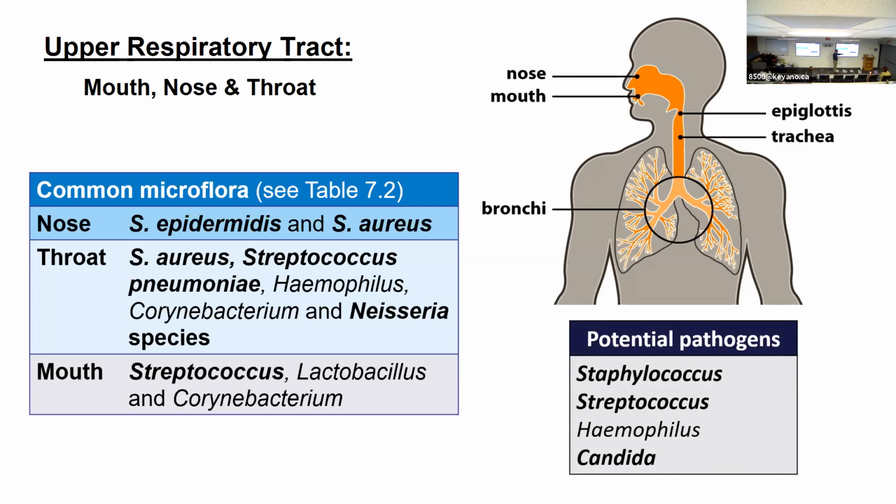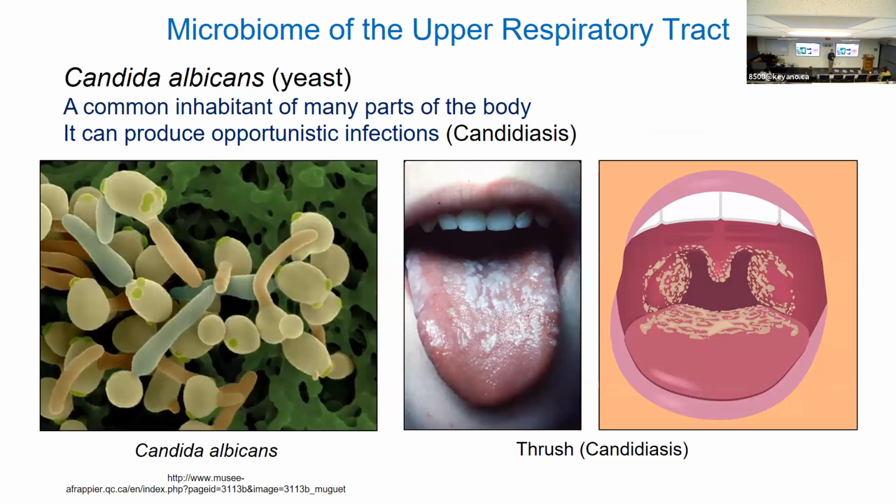And I think I have a slide on Candida. There's Candida. Of course, this is a yeast, not a bacteria. And in the mouth area, it can cause thrush. So the official name is candidiasis, right? Reason I always like to forget a syllable on that one. And so you're looking at a growth on the tongue, and I found this little cartoon that shows it's all over the tonsils and the back of the throat as well.